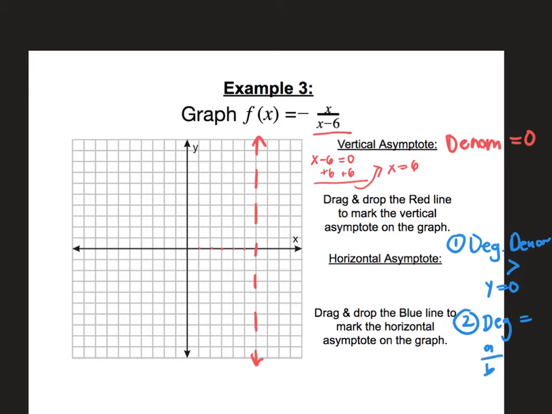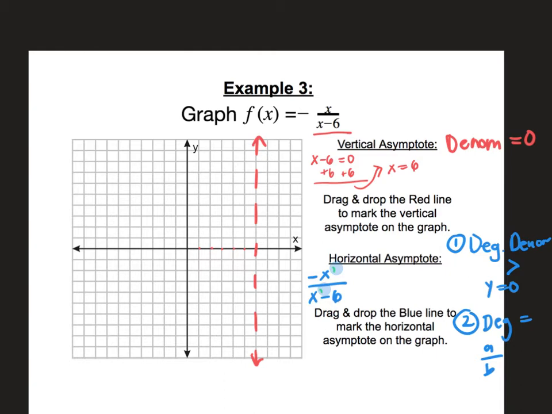So I notice we have negative x over x minus 6. Remember, these each have a sneaky little degree of 1. They're not written, but they are there. So that means our degrees are going to be equal. So that means we're going to take a fraction of our numbers out front.